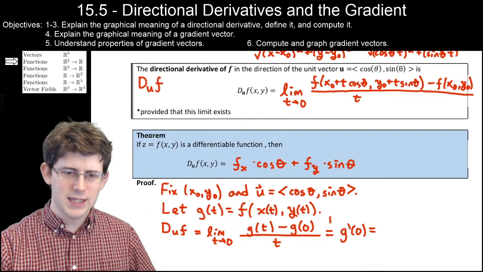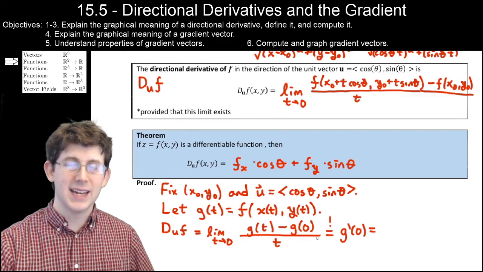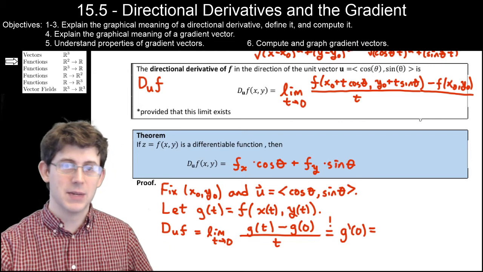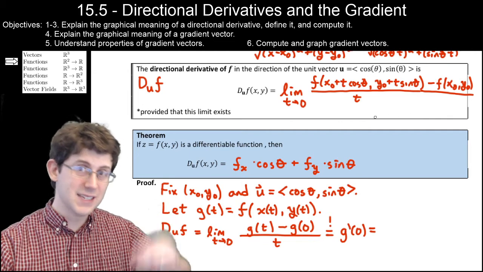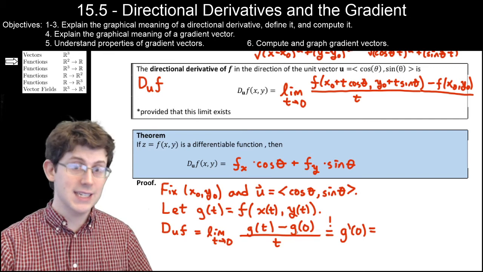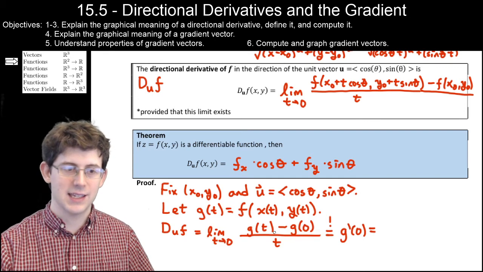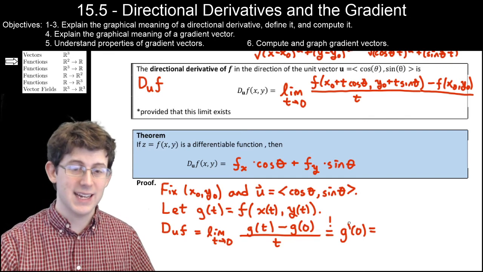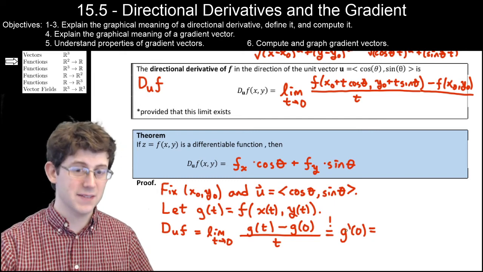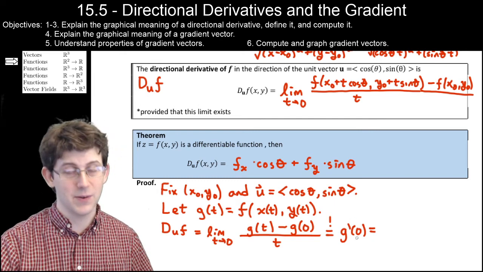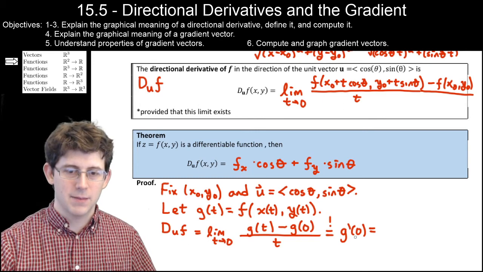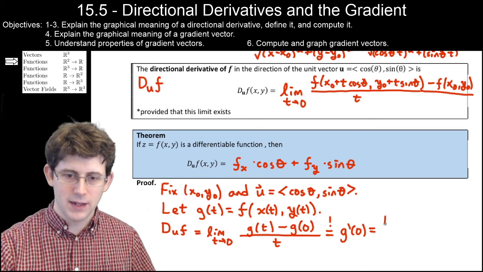This is kind of a surprise, that by changing our perspective of this big ugly thing being a function of lots of variables into being a function of just t, we're able to notice that this directional derivative is actually just a regular old single variable derivative if we think about it the right way. Okay, so this is g prime of 0.